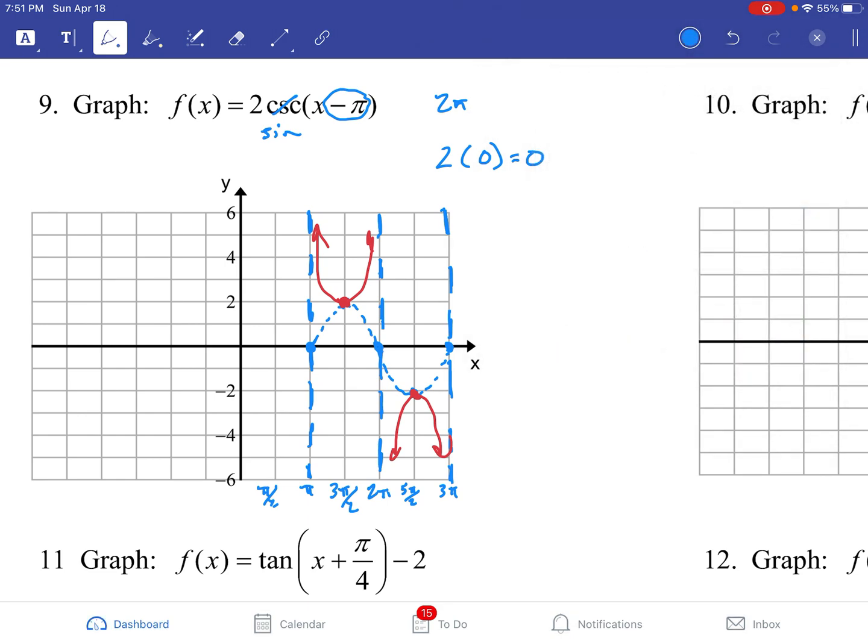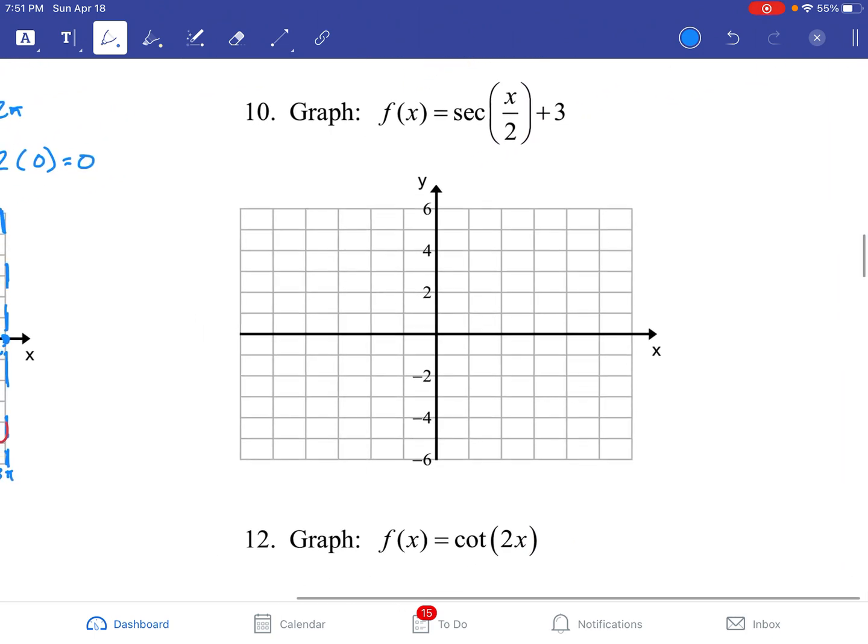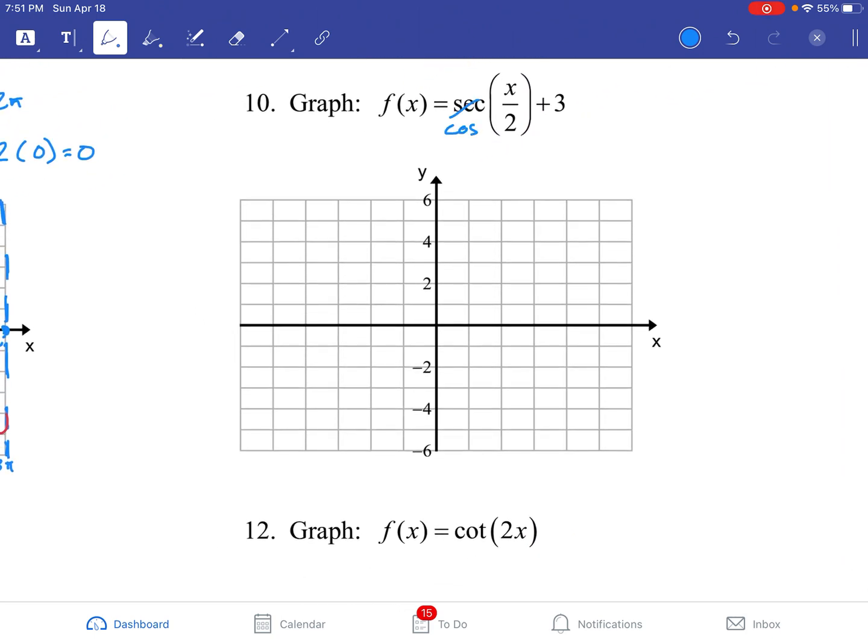Okay. Next, we have a secant function, which means we're going to graph cosine. All right. Something is being divided by, or x is being divided by 2, so we have x over 2. This is going to change our period. We're going to multiply both sides by 2, so x will equal 4 pi.